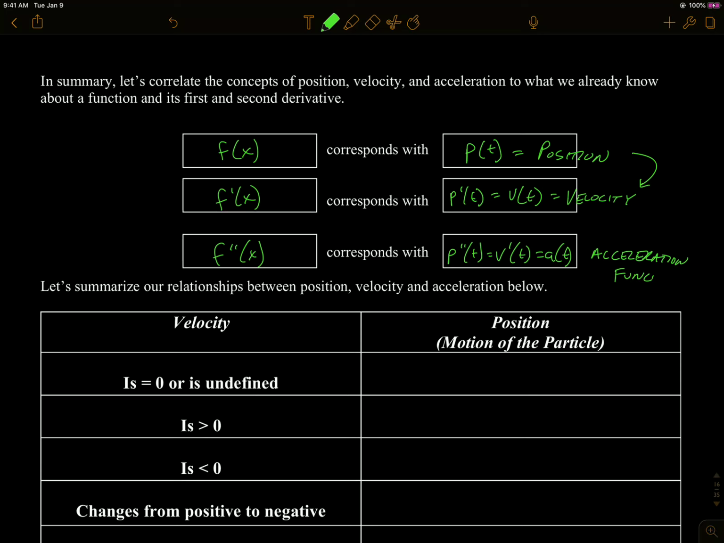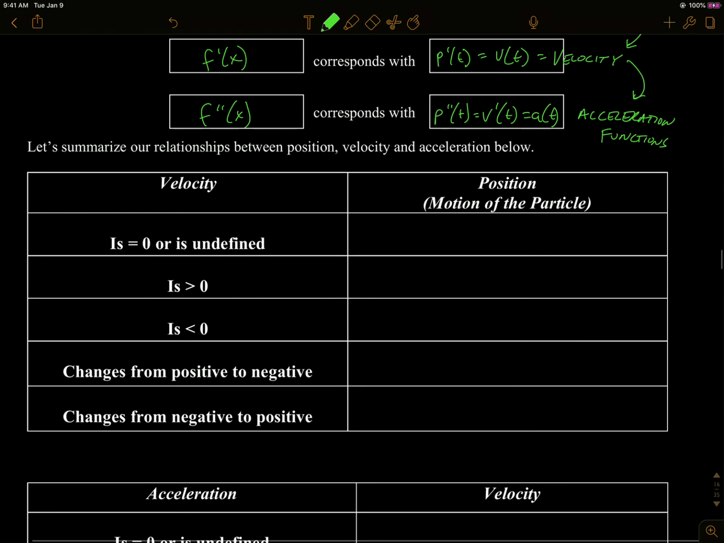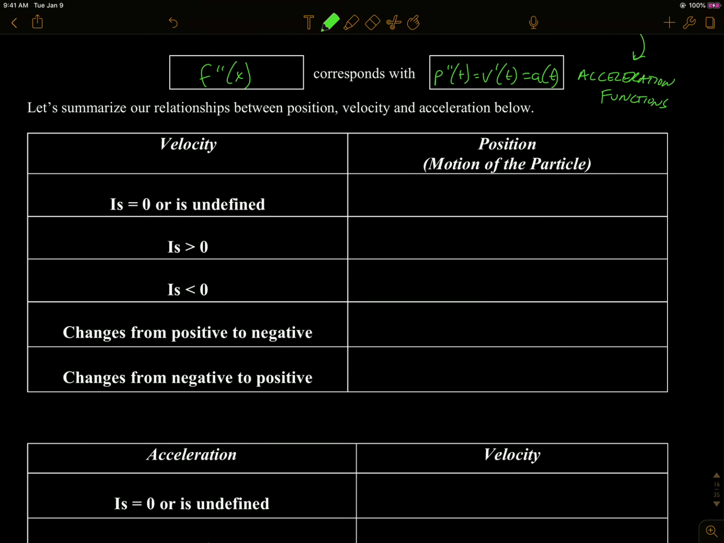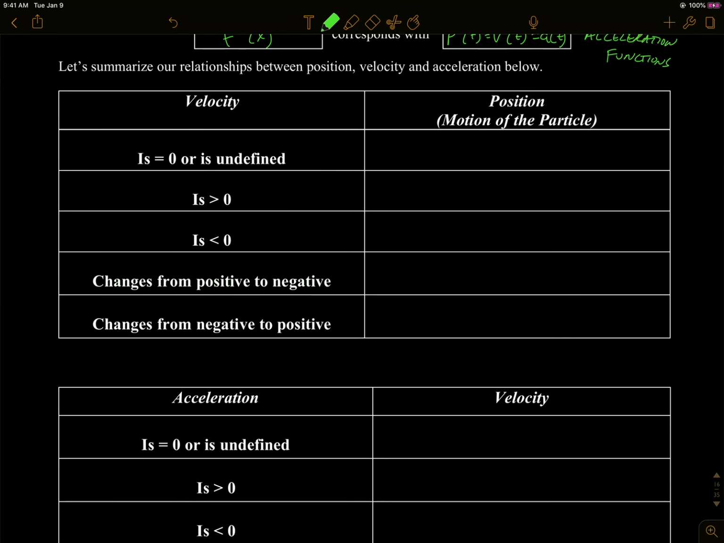And since we're talking about derivatives here, I'll leave it at that. So this is just summarizing that the derivative of position is velocity, and the derivative of velocity is acceleration. Because derivatives are rates of change, and the rate at which something's position changes, we call that velocity. And the rate at which something's velocity changes, we call that acceleration. So we'll do some more summarizing here, and then we can do some practice problems.